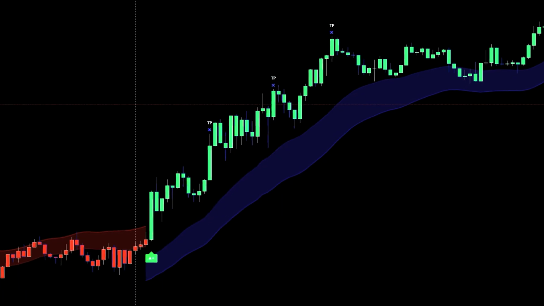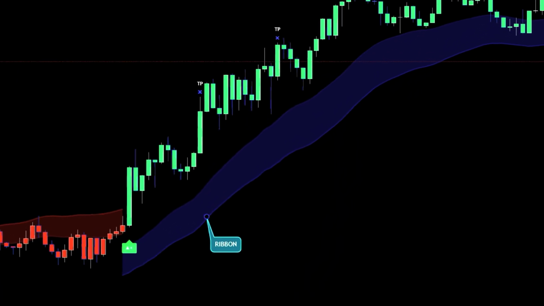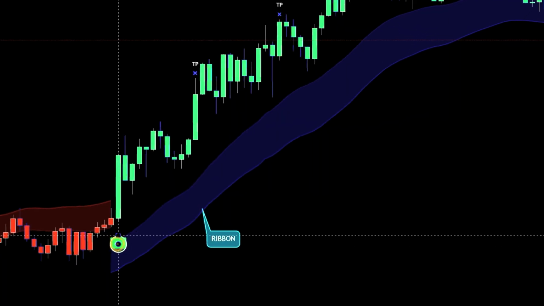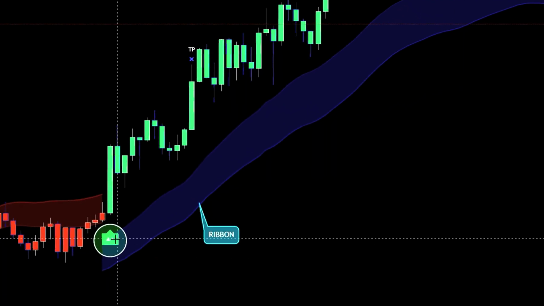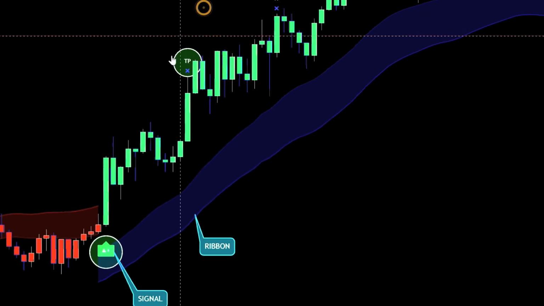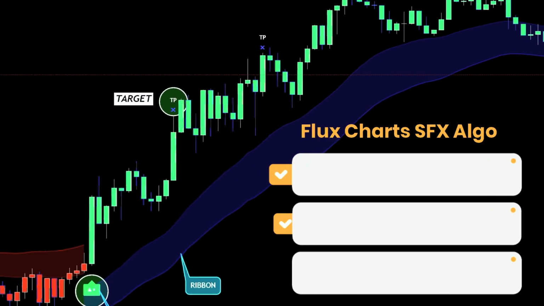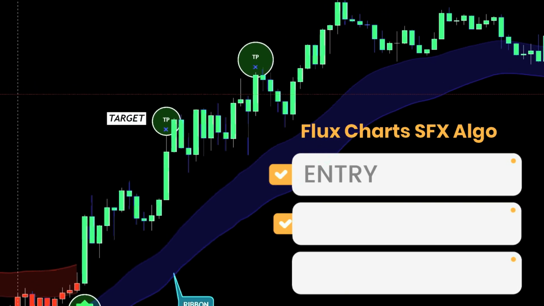The moment a signal appears, it also gives you a pre-built trade plan. See this? It plots a stop loss level right below the entry and gives you multiple take profit targets above it. The thinking behind the trade, your entry, your exit if you're wrong, and your potential profit targets is mapped out instantly.